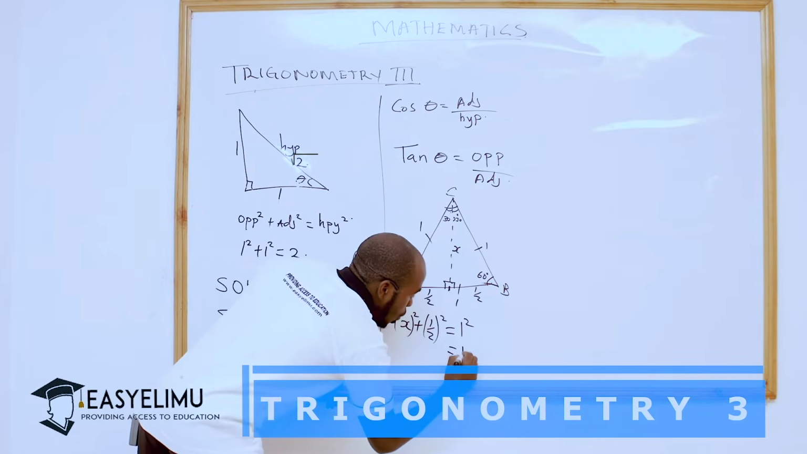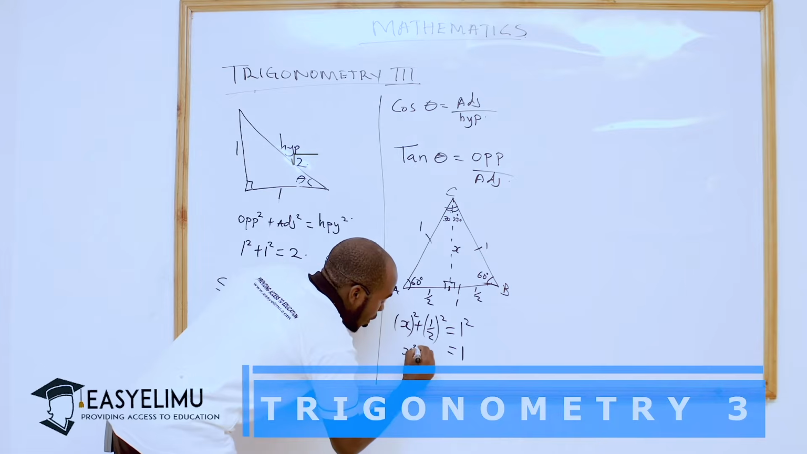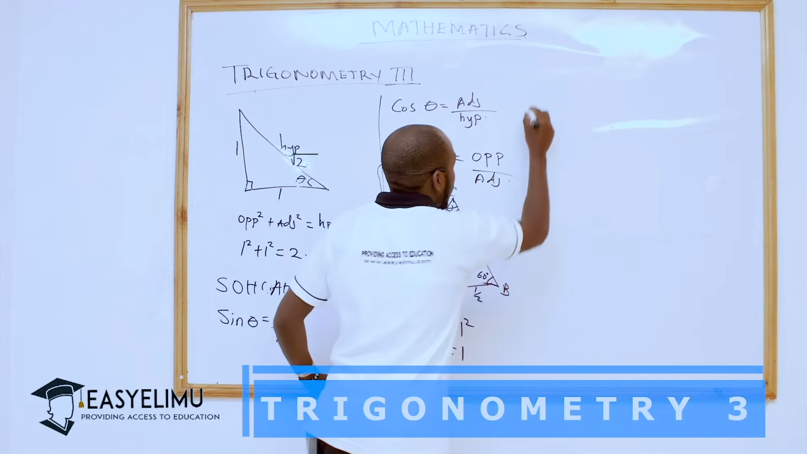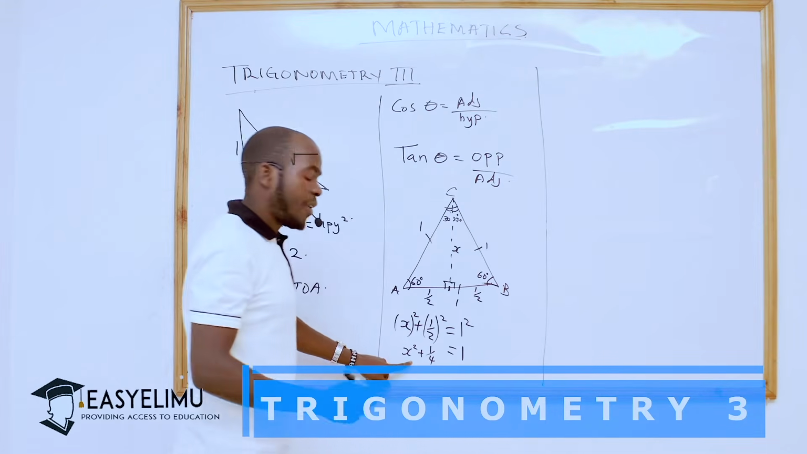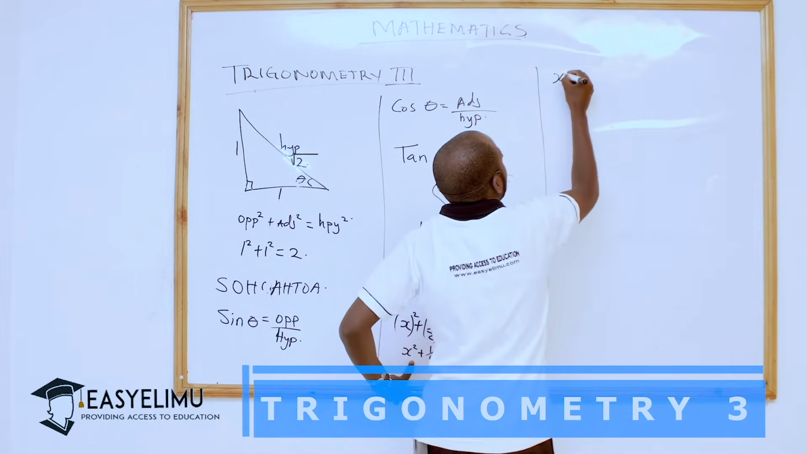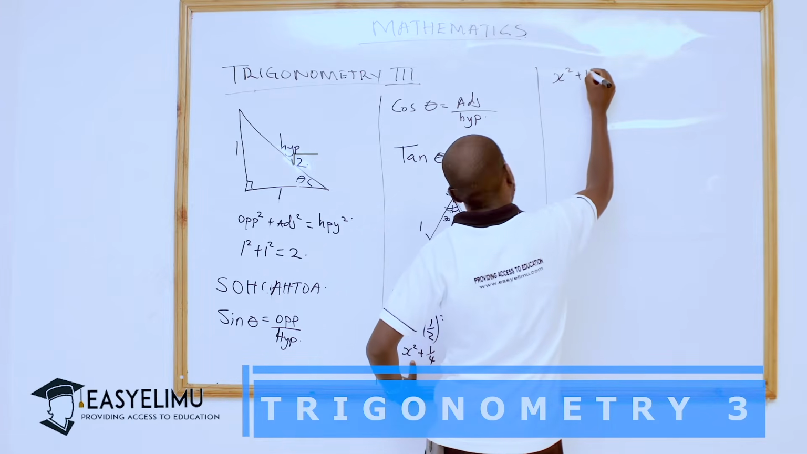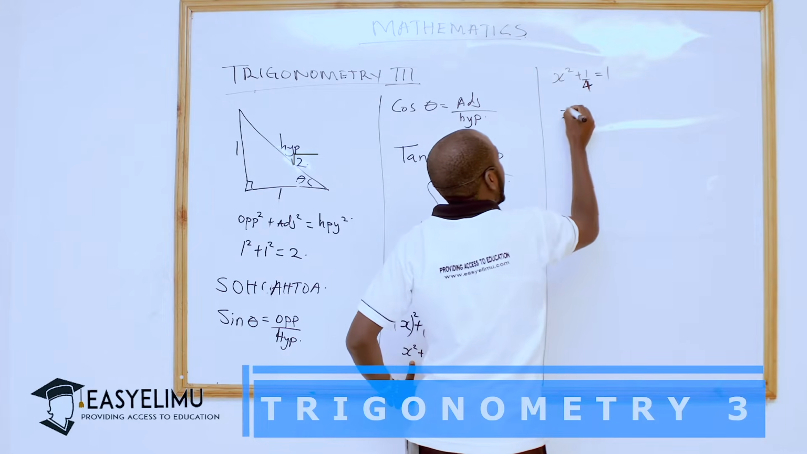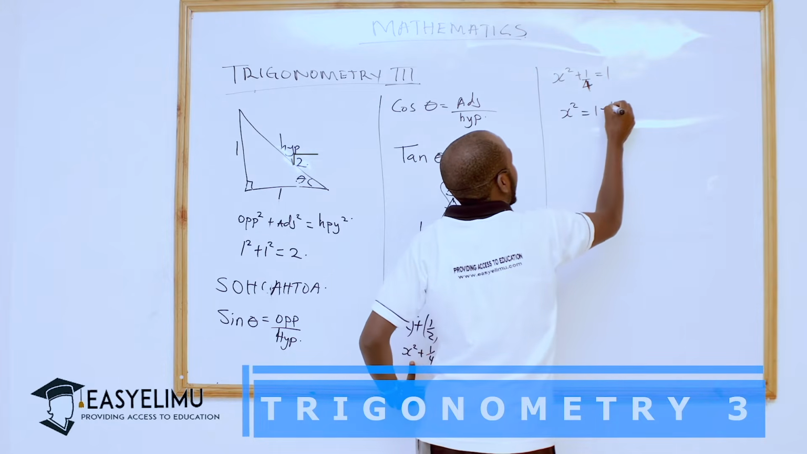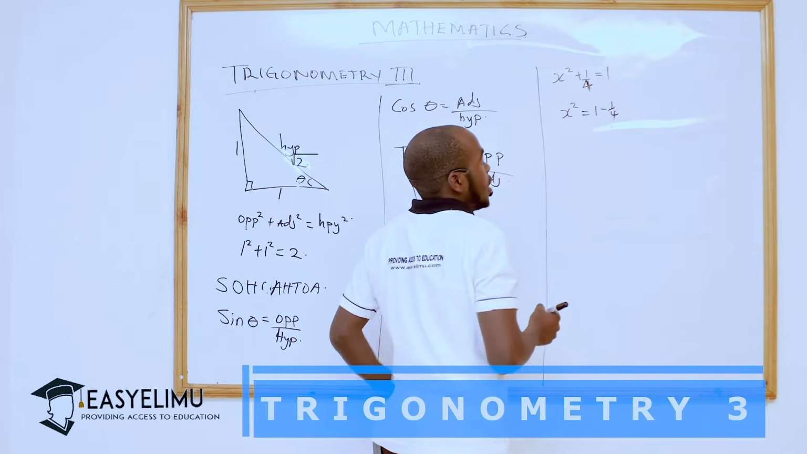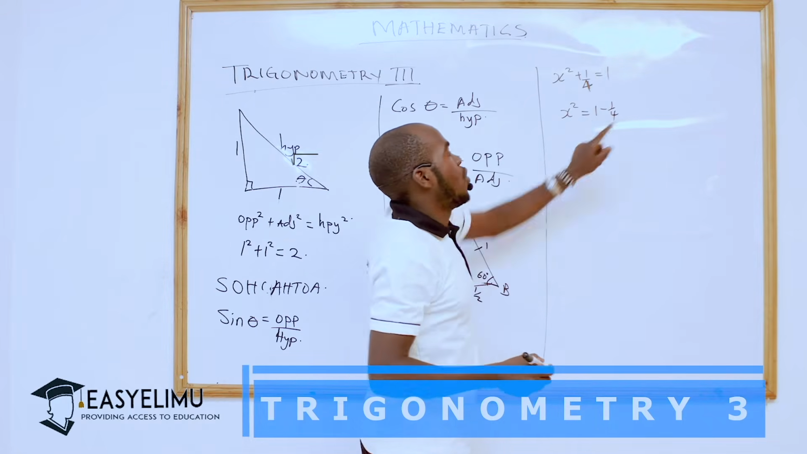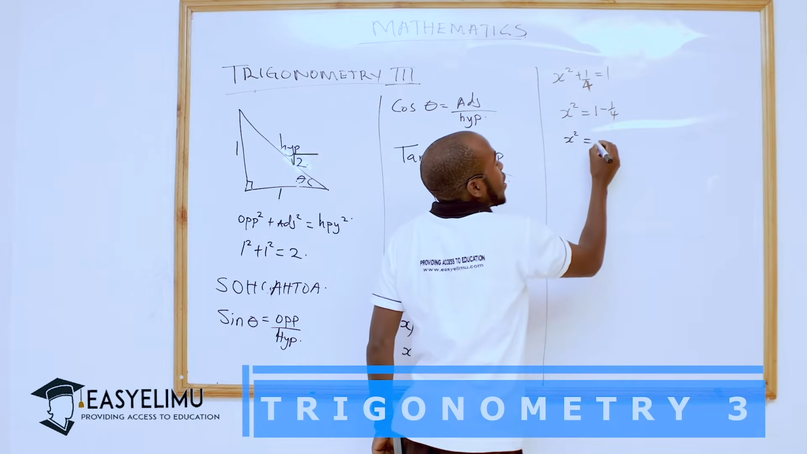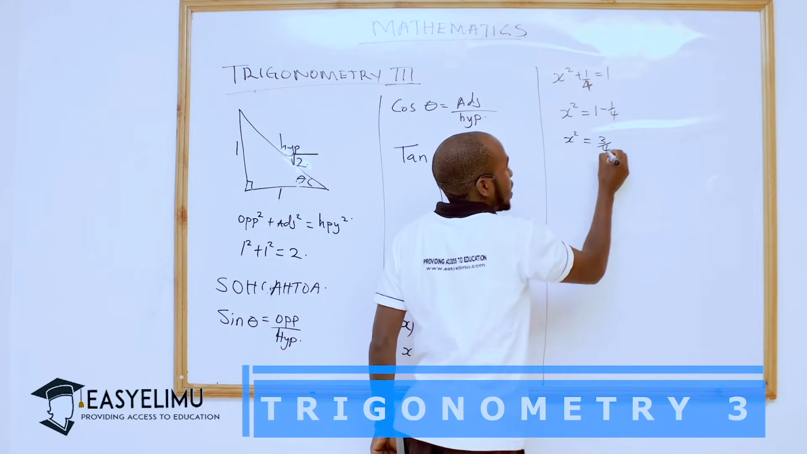So our answer will be 1 is equal to x squared plus a quarter. On solution, you will find that x squared plus a quarter equals 1. So meaning x squared is equal to 1 minus a quarter. On subtraction, you find x squared being 1 minus a quarter, it will give you 3/4.